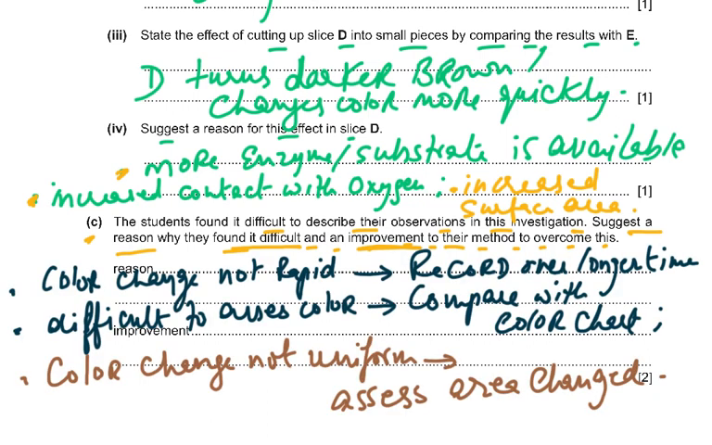So color change not rapid, so record over a longer time, 1 point. So you will get a relevant reason and a relevant improvement. Difficulty to assess the color, so compare with the color chart. And the last is color change not uniform, so assess the area changed, that is, 50% of the area has changed or 70% of the area has changed.